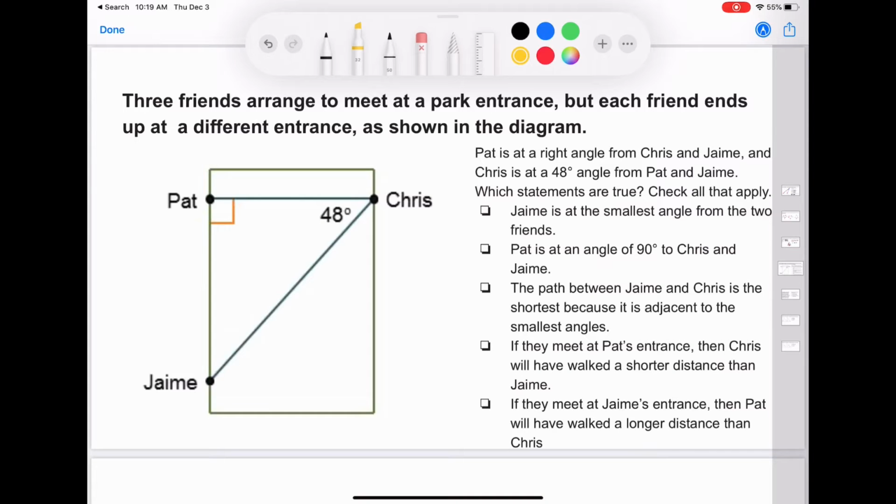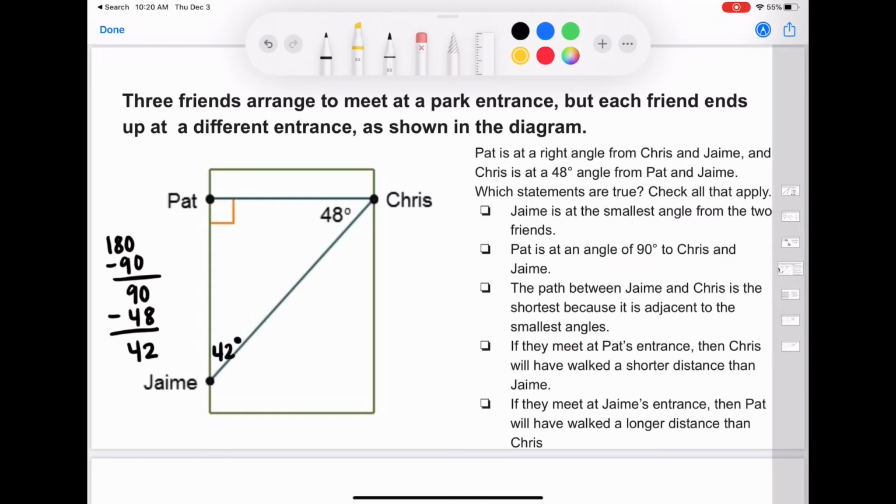Check all that apply. Well, what I want to do here is identify what the remaining angle is for what Jamie is from Pat and Chris. And the way that I can do that is I can take 180, because I know all my interior angles of a triangle need to add up to 180. I can do minus 90, which will give me 90. And then minus 48, which I'll plug into my calculator. 90 minus 48 will give me 42.